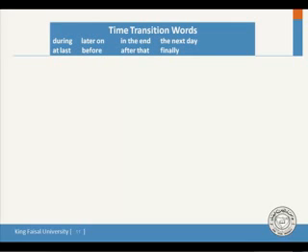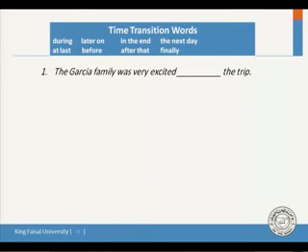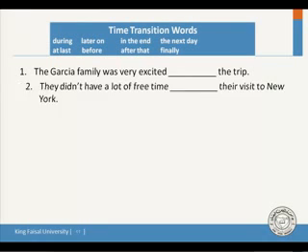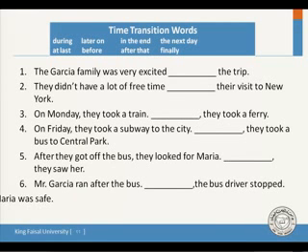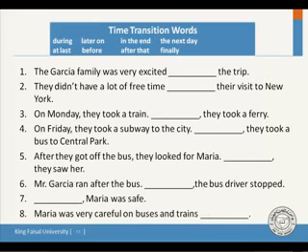Now, the following slides are about time transition words. We have some transition words here: during, later on, in the end, in the next or the next day, at last, before, after that, and finally. The Garcia family was very excited. Okay, let's look at the sentences. We have 8 sentences. I want you to try and do them by yourself.